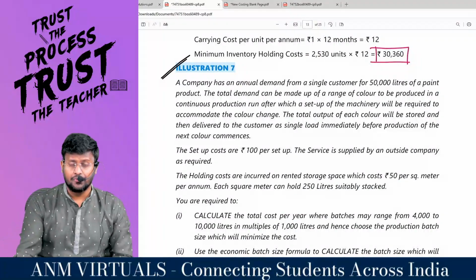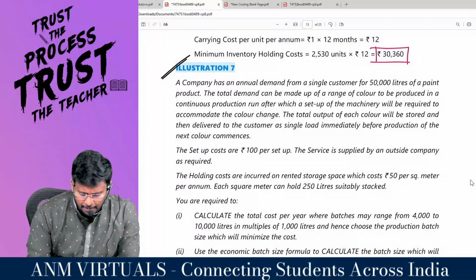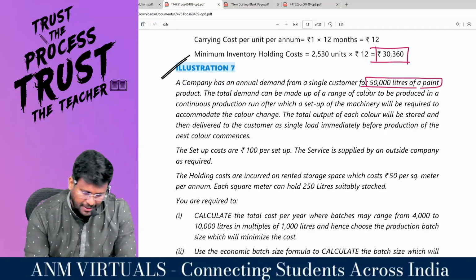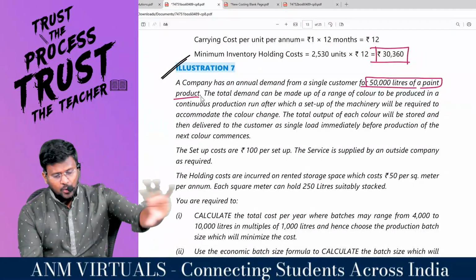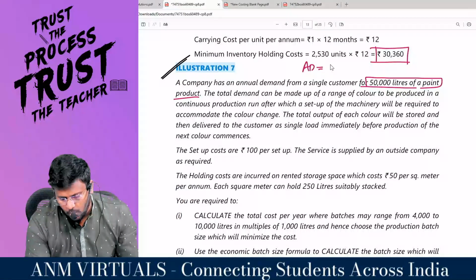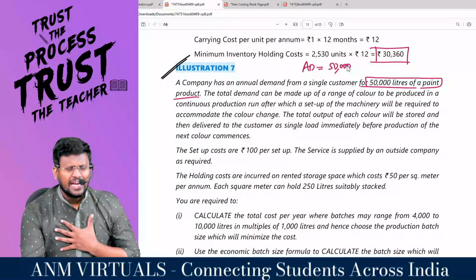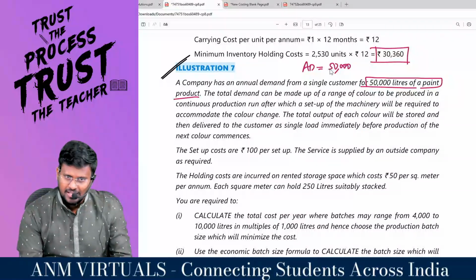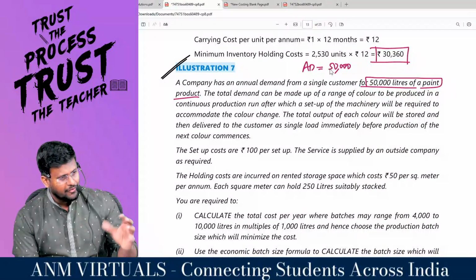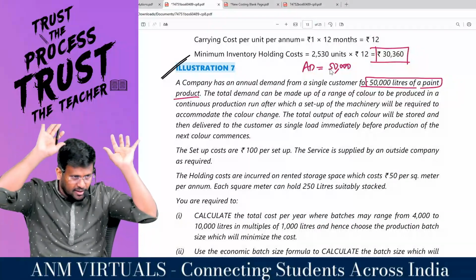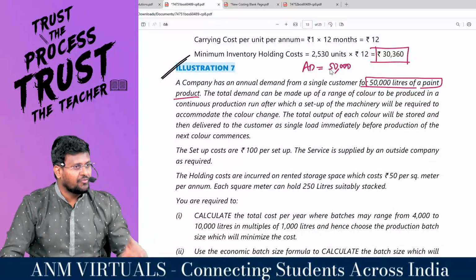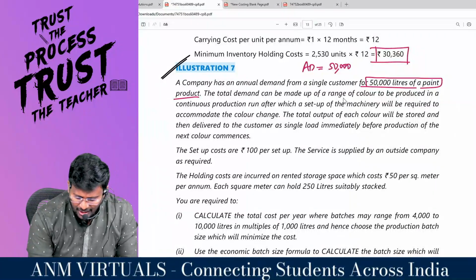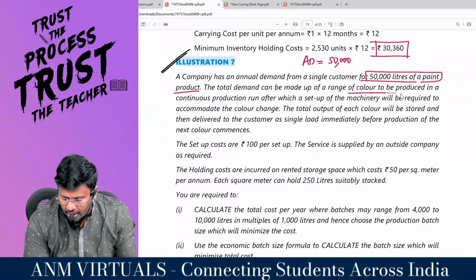The last question from the unit and batch costing. Company has an annual demand from a single customer of 50,000 liters of paint product. Sir, annual demand is equal to 50,000. It is their wish to manufacture the paint in varieties. They can either manufacture all 50,000 and carry it, or 1 liter 50,000 times they can manufacture. That is their wish.